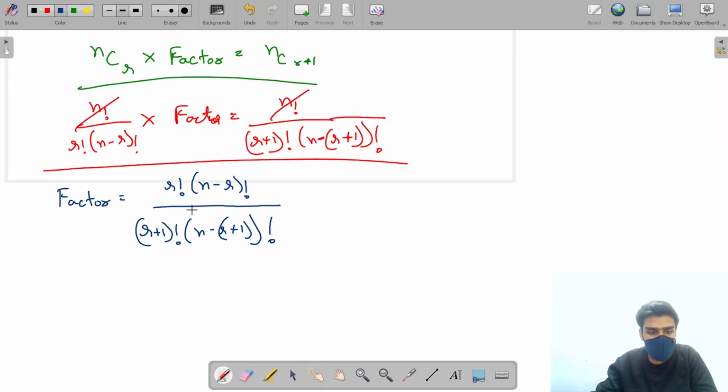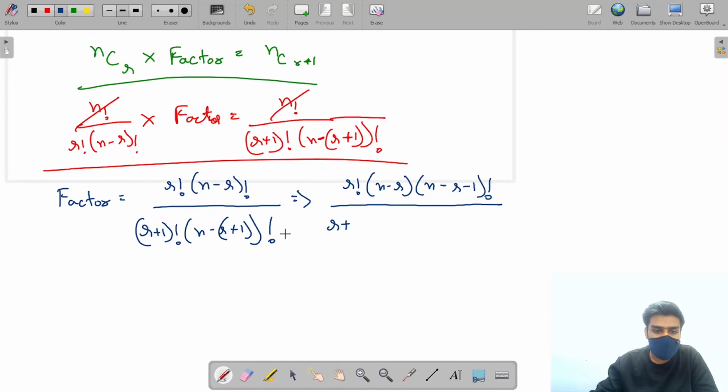Alright, so now how can we solve this? We can solve it by writing r factorial and n minus r factorial, and we can open this n minus r factorial as n minus r minus 1 factorial. Below, we can open this r plus 1 factorial. So r plus 1 factorial is opened, and the next term is r plus 1 minus 1, which is r factorial, and n minus r minus 1 factorial. When we open this bracket, it becomes n minus r minus 1 factorial.